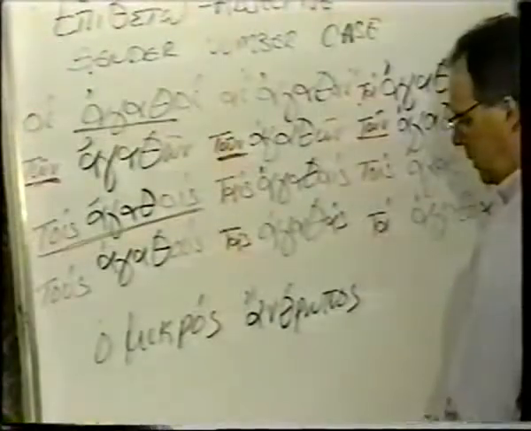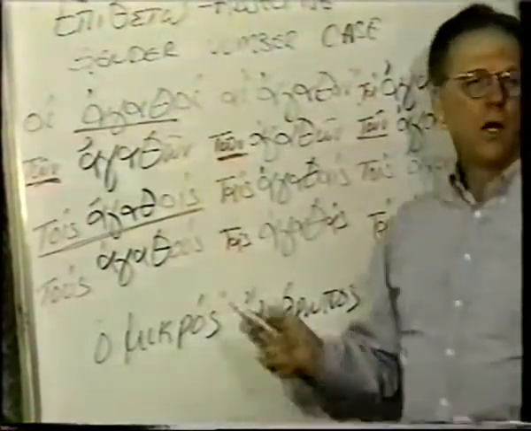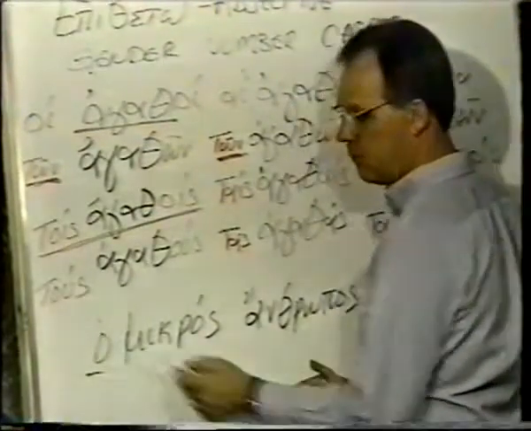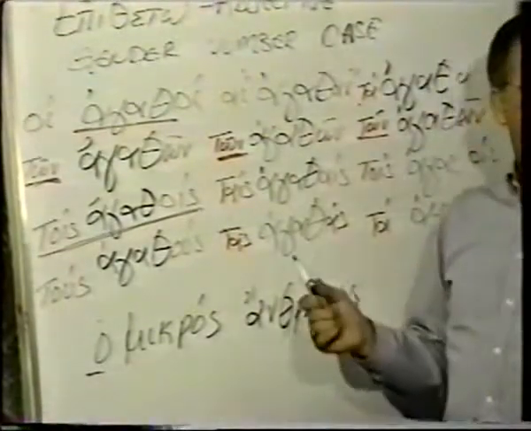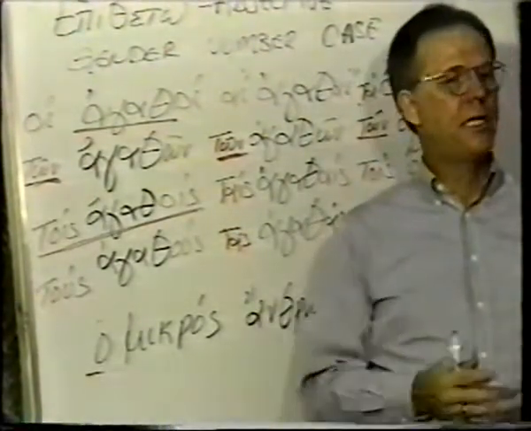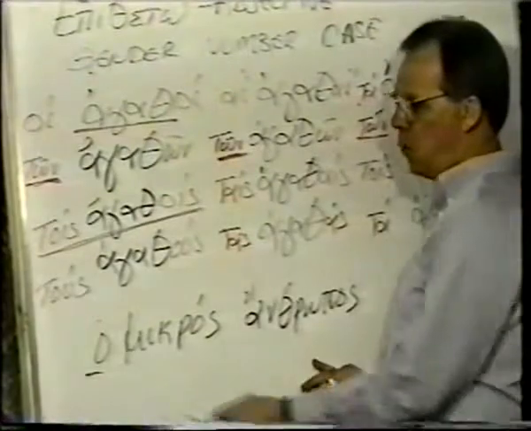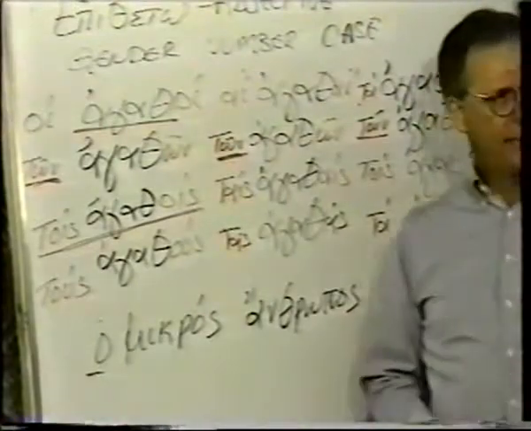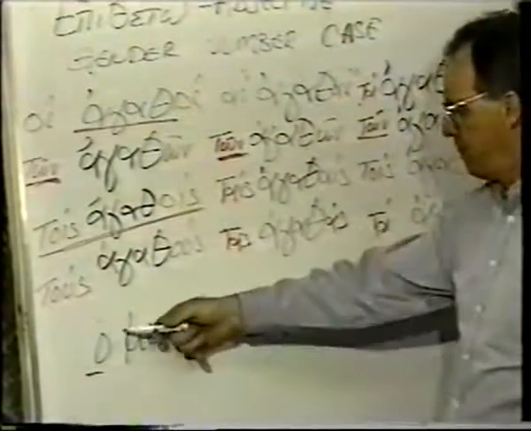O mikros anthropos. Now, as you're looking at this phrase, tell me what you know about these three words. What is this? We know that this is an article. What case is the article? What gender is the article? And what number is the article? These things you can already answer. We know that the article is nominative, masculine, and singular. All of that we understand by simply the omicron.